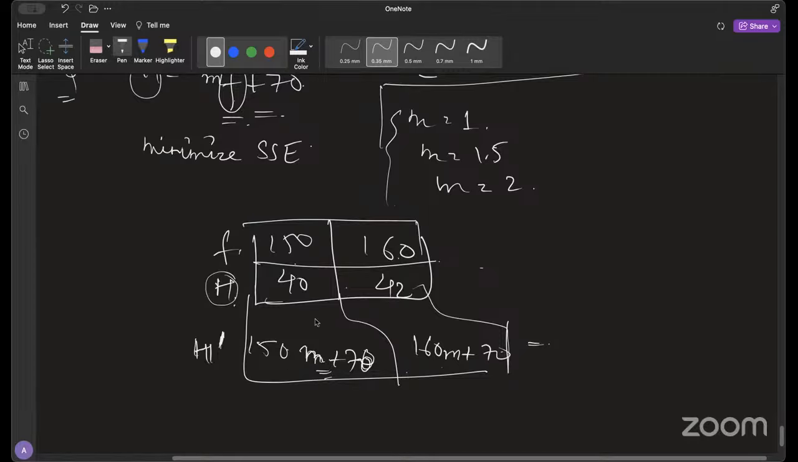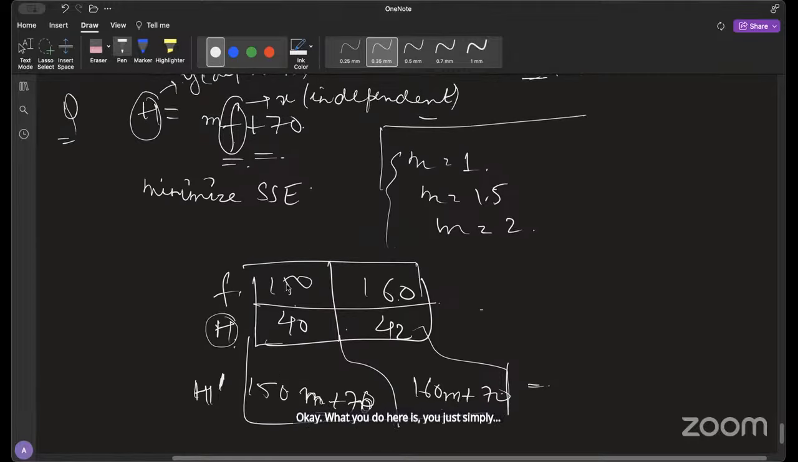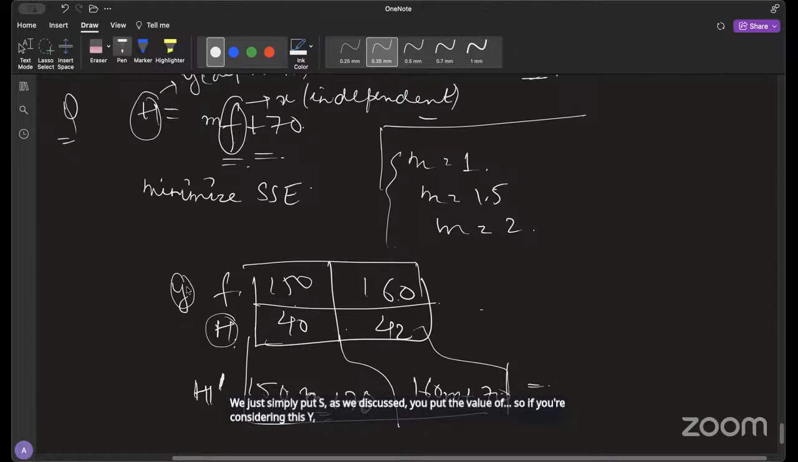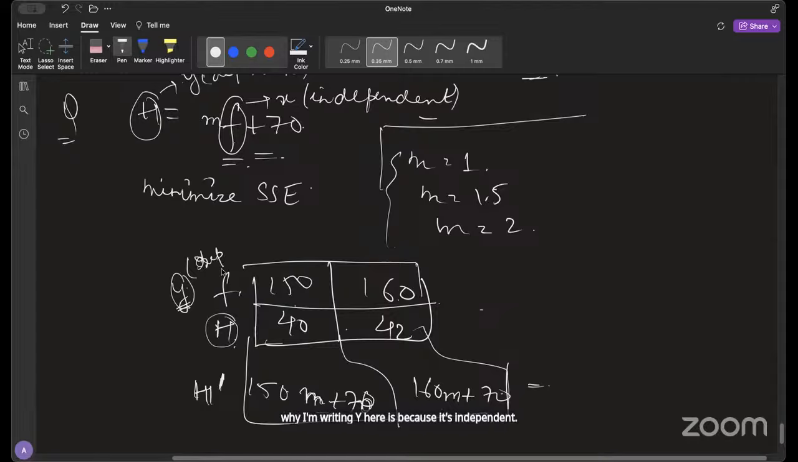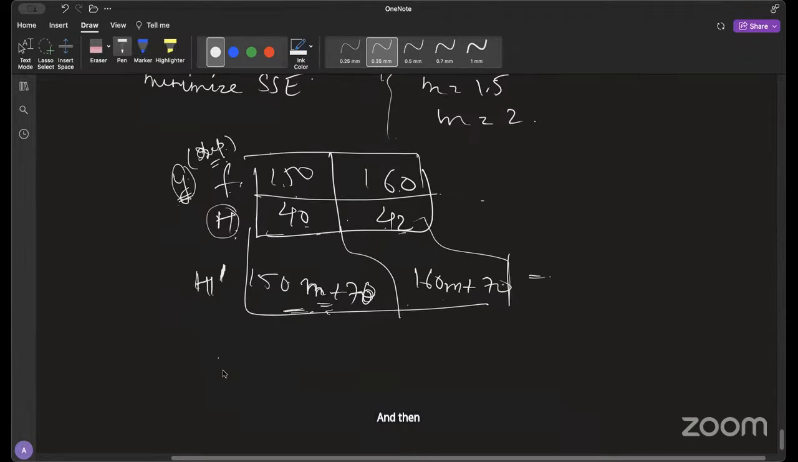Okay. What you do here is you just simply put F as we discussed. If you're considering this Y, the reason I'm writing Y here is because this is the dependent variable. You put 150 here. So in place of F, you put 150 to get the value of H. That's on the line. So this is what should have been on the line, and this is what the actual data says. And then what you do?